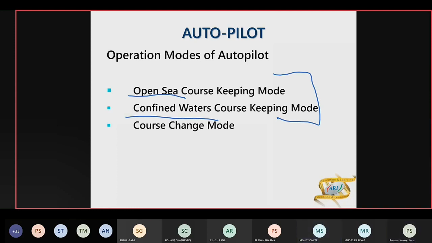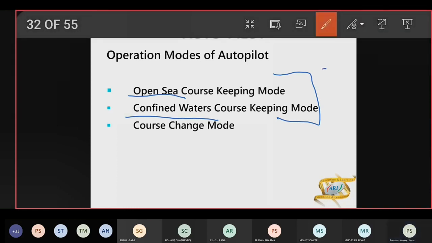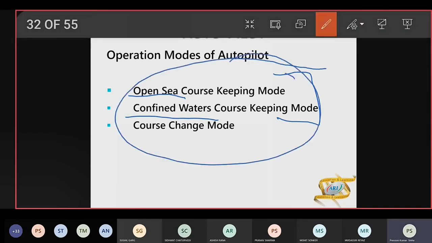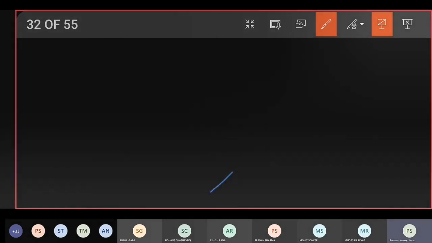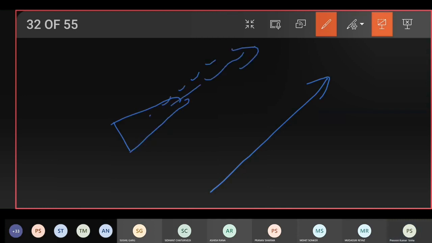Okay. All right. So there was something gone wrong. Now, as we are talking about these modes, here we are talking about course keeping mode and course change mode. So what we are saying actually, if the course that we had to do, this one, and the ship is actually on this course, do you think there will be an alarm given by the steering system? Are you on the same course?